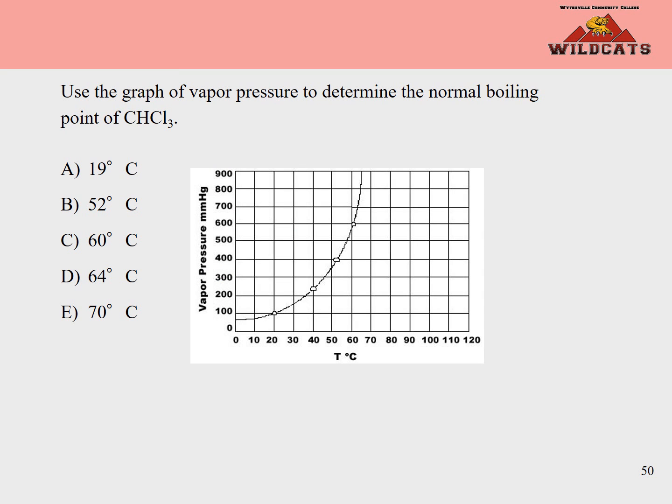It says use the graph of vapor pressure to determine the normal boiling point. Well, we need to find where the normal atmospheric pressure is. So going back to gas laws, we said that was 1 atmosphere, 760 millimeters of mercury, 760 torr, 101.3 kilopascals. This is in millimeters of mercury, so we're looking around 760 millimeters of mercury. And if we use our graph, what we're going to find is about halfway between the 60 and the 70. So it's going to be 64 degrees Celsius.